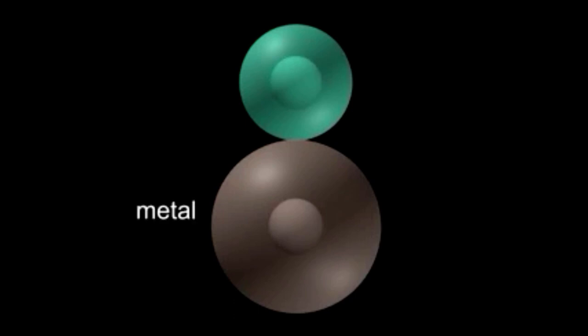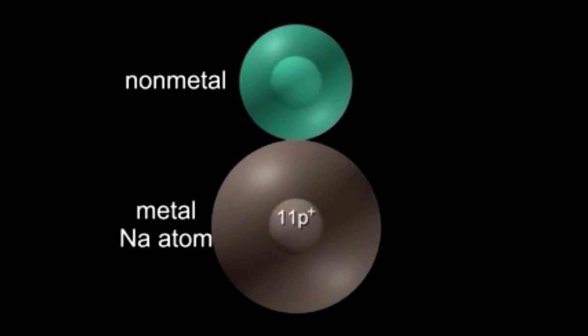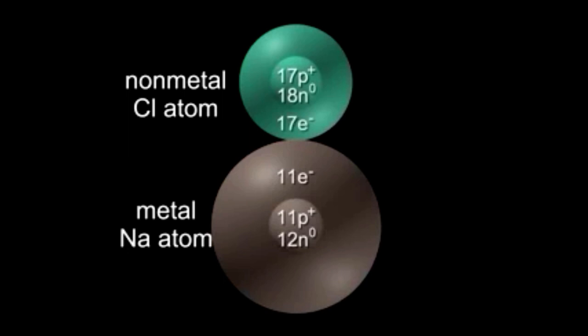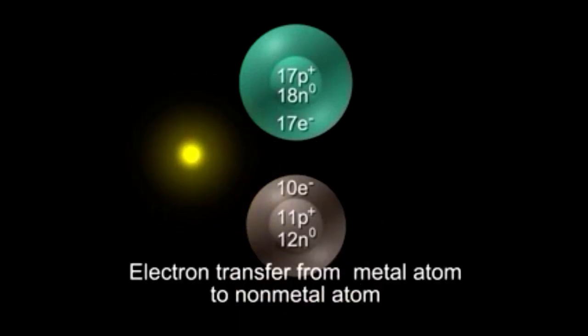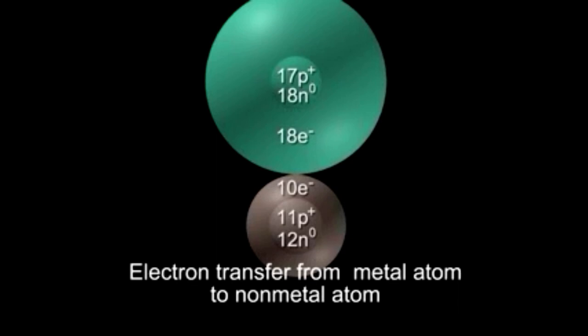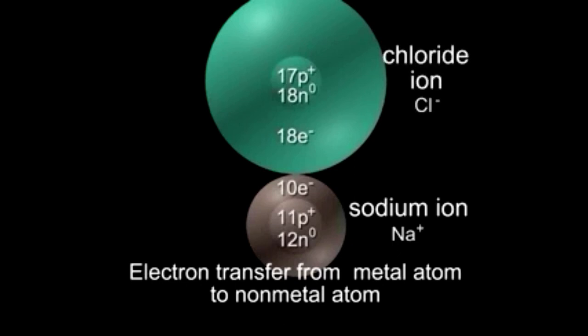Electron transfer from a metal atom to a non-metal atom. The sodium atom has 11 protons and 12 neutrons in its nucleus, and 11 electrons around the nucleus. The chlorine atom has 17 protons and 18 neutrons in its nucleus, and 17 electrons surround it. The sodium atom transfers an electron to the chlorine atom, and the ions attract each other and release energy. The loss of the electron converts the sodium atom into a smaller, positively charged sodium ion, Na+, while the gain of the electron converts the chlorine atom into a larger, negatively charged chloride ion, Cl-.